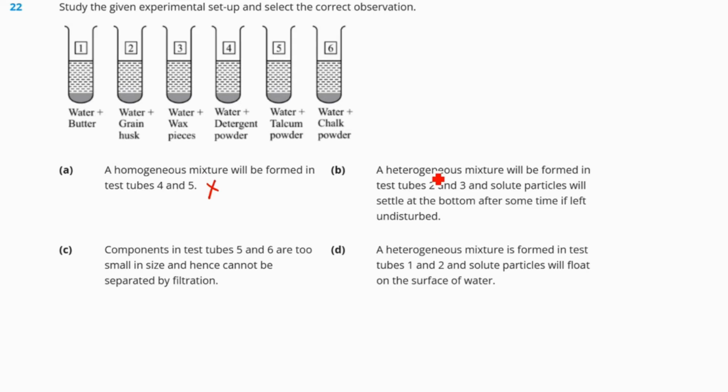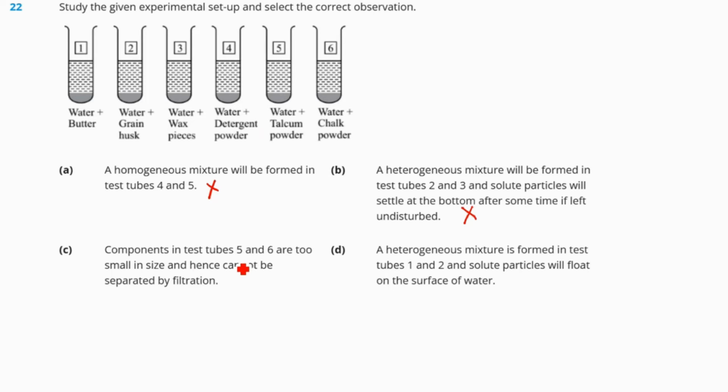B says a heterogeneous mixture will be formed in tube 2 and 3 and solid particles will settle at the bottom if left undisturbed for some time. Water plus grain husk, water plus wax pieces. No. It will never settle at the bottom. It will float, because wax pieces and grain husk both have less density than water. So this is also a wrong statement.